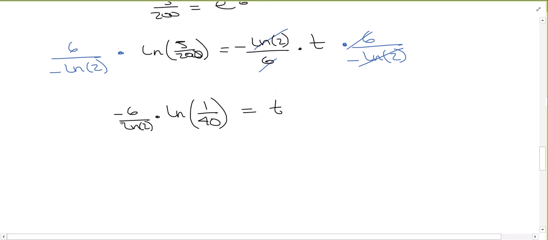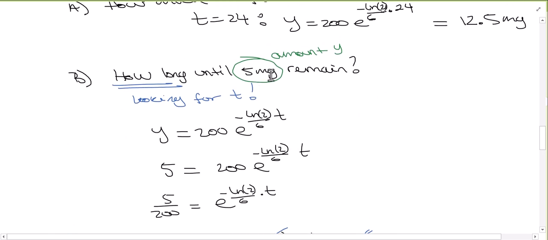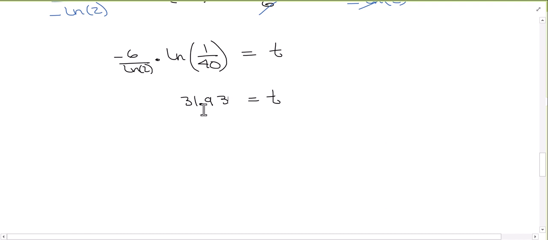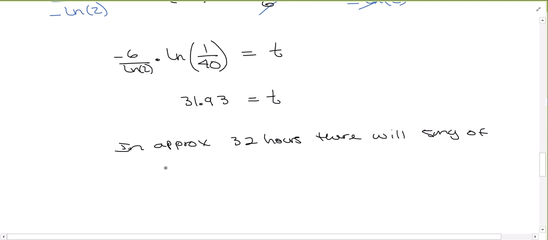We have to be very careful in how we input that in a calculator. If you have a regular scientific calculator, make sure that you use plenty of parentheses. And what I got for my t is 31.93. So what was the question? How long until 5 milligrams remain? We can say approximately 32 hours. So in approximately 32 hours, there will be 5 milligrams of caffeine in your system.